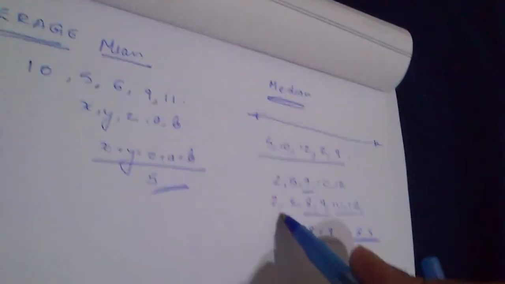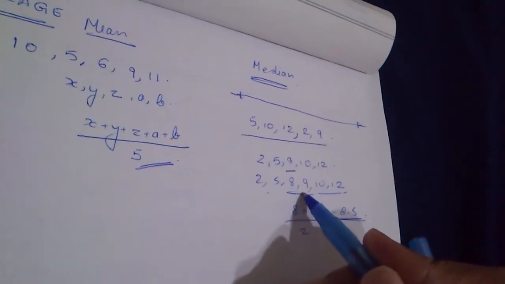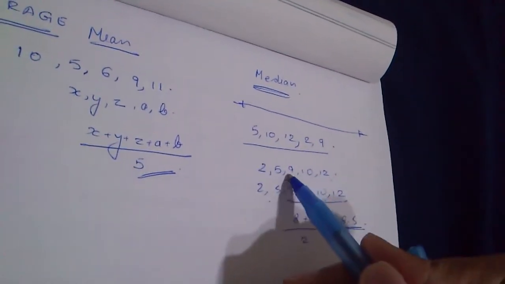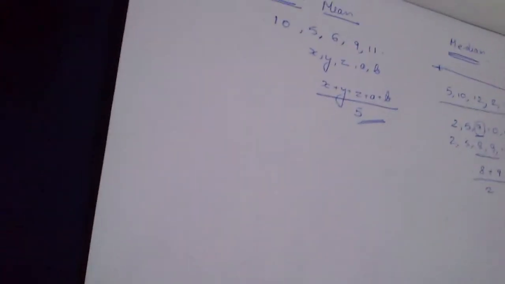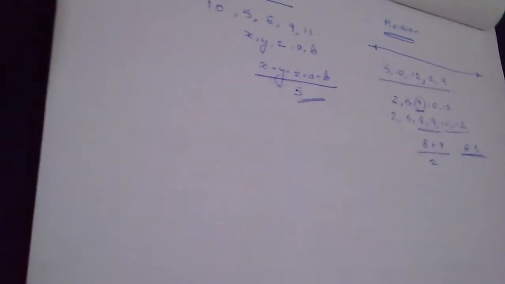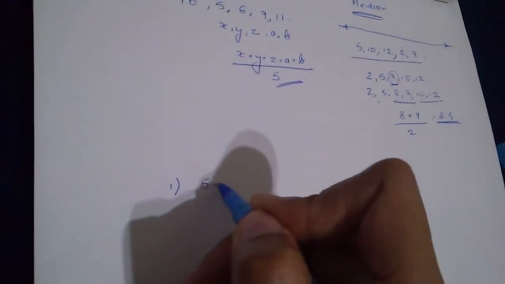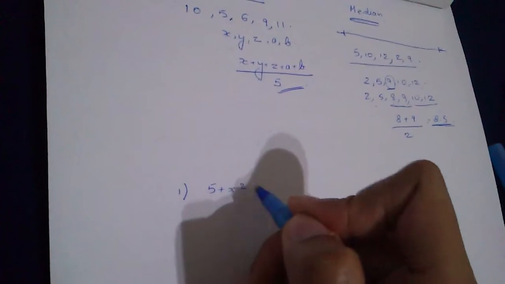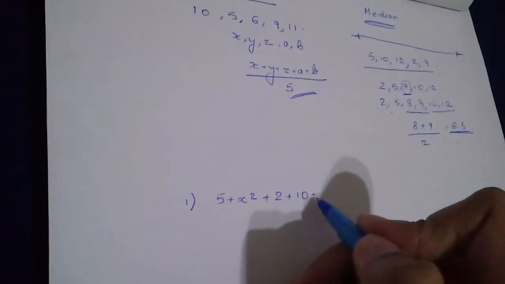So in case there are an even number of elements, a median would be the average of the middle 2 elements, while in case it's an odd number of elements, the median would be the middle element. Now, how do we exactly use these concepts for this particular problem? What does the problem say? The first statement says that the average of a certain number of values, that is 5, x squared, 2, 10x, and 3.